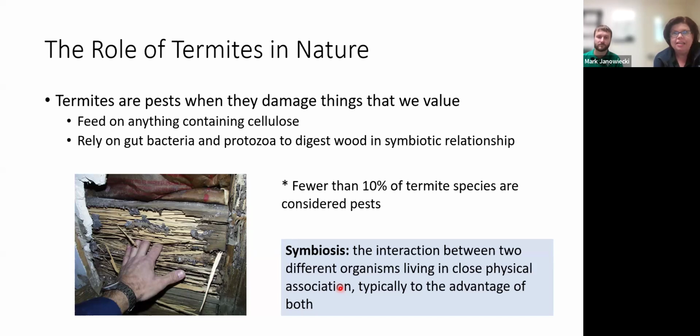And termites will feed on anything containing cellulose, even treated wood, but they do rely on gut bacteria and protozoa in order to digest the wood. So it forms this symbiotic relationship where both the termite and the gut fauna are going to benefit, right? So the gut fauna gets a nice protective home, a place to live, and the termite is able to digest wood for food. But keep in mind that most termite species are still beneficial, even though we consider them pests. Fewer than 10% of termite species are considered pests.